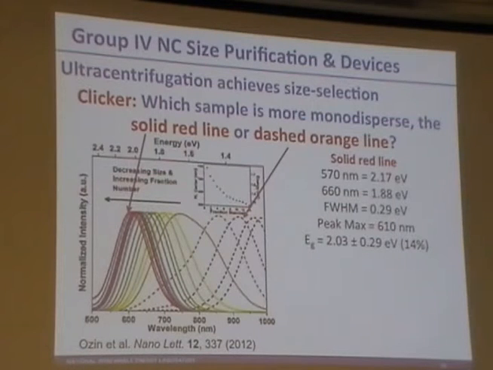Or you can look at the physical properties, and in this case, the optical properties, the emission. If you look at the full width at half max of this spectrum, you can see that for the red line we're about 570 nanometers, and for the other side here we're about, say, 660. That gets us a full width at half max of 0.29 eV. You can convert that based on the peak max to a band gap, or at least an emission intensity of this value here. So they've got about a 14% polydispersity based on their emission line.